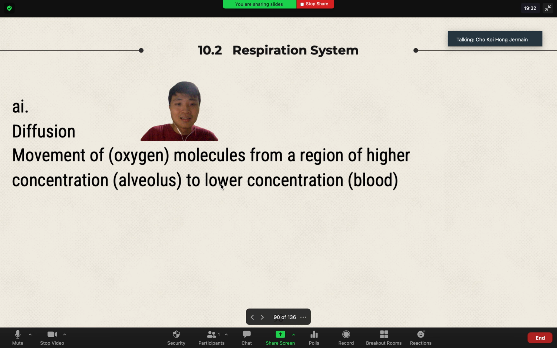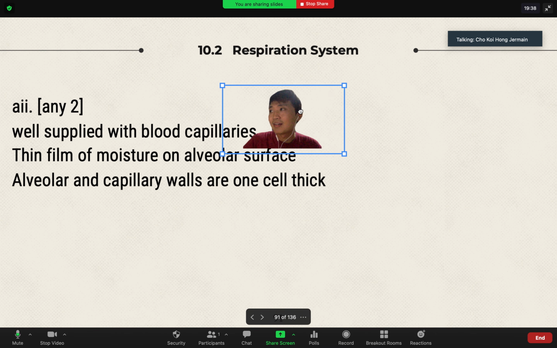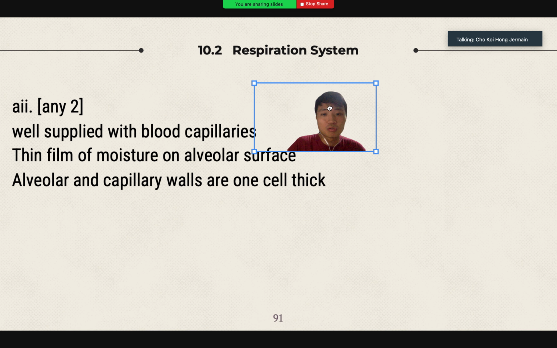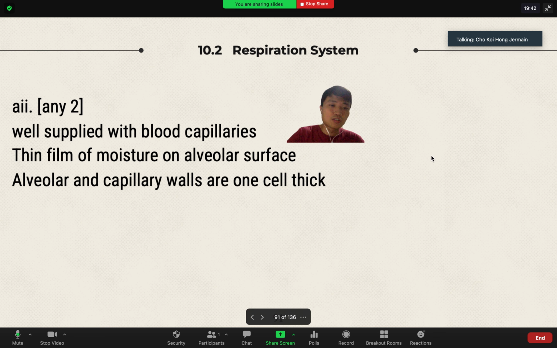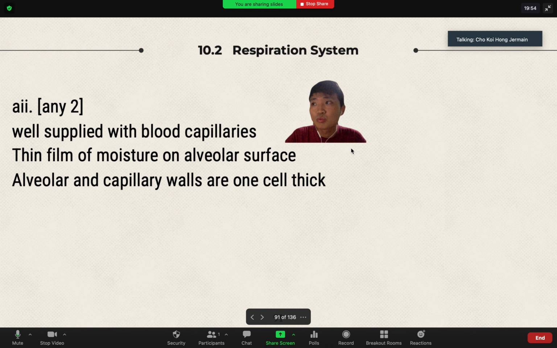Okay, number 2. They asked you, describe 2 characteristics of the alveoli that enable fast transfer of oxygen to the blood. So any 2: it's well supplied with blood capillaries, thin film of moisture on the alveolar surface, alveolar and capillary walls are 1 cell thick. In this case, they only ask you to describe the characteristics. They never ask you to explain a whole long story. So any 2.